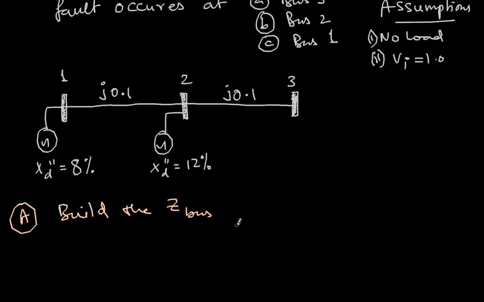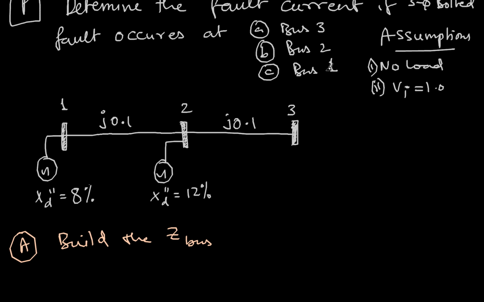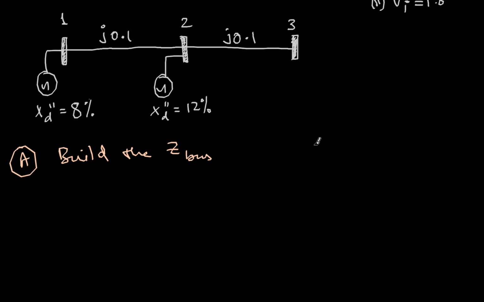Okay, so why do I want to build the Z bus? We want to build the Z bus because we have to do the fault analysis for all three buses, so therefore having a Z bus will be useful. And we need to find the Thevenin's impedance of 1, 2 and 3 as a part of the fault analysis. So you will also see how calculating Z bus will help in knowing the Thevenin's impedance. So let's get started by finding out the Z bus.